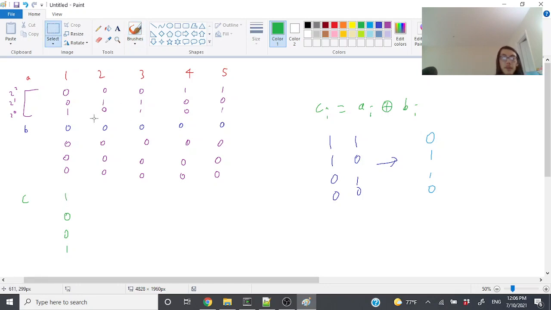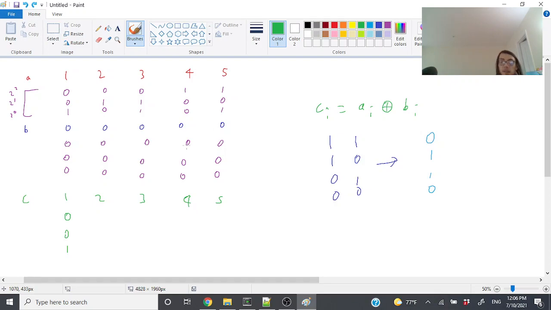Now I'm going to make B a bit more interesting. Actually, no, it's fine. But anything XOR 0 is itself. So this would remain 2, this would remain 3, this would remain 4, this would remain 5. You can prove that if you want. 0 XOR anything is itself, as you can see here, and 1 XOR anything is the opposite of itself, as you can see here.